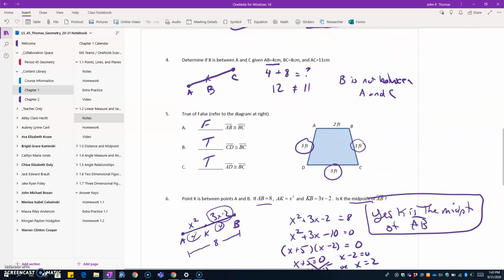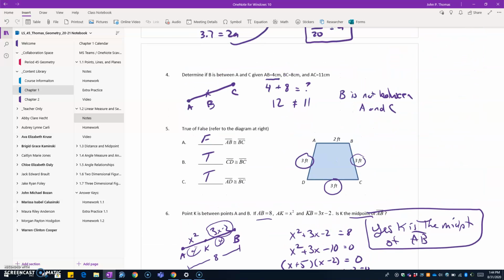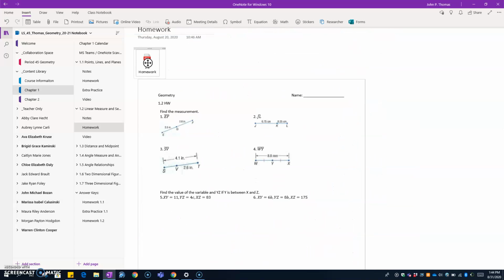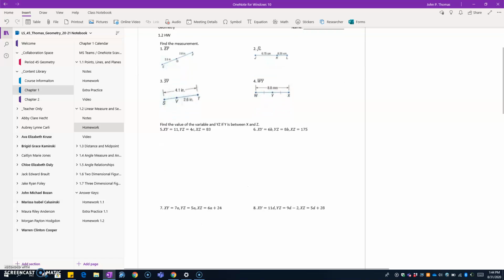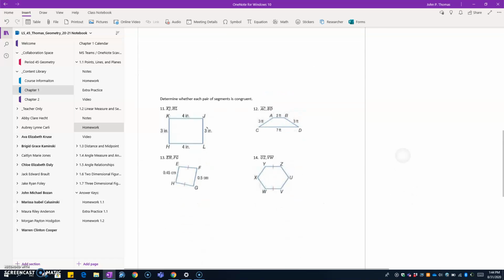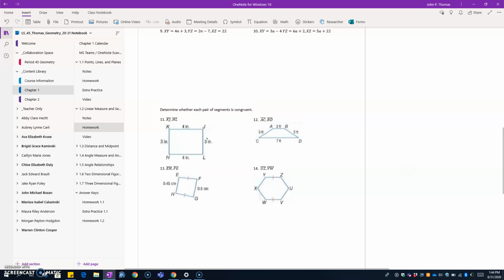All right, so those 2 videos take you through the notes for section 1.2. That should have you ready to go for the homework on 1.2. Most of it is segment addition problems. Always remember, draw your picture. That's going to help you out a ton. And then that last section is just determine whether or not they're congruent.